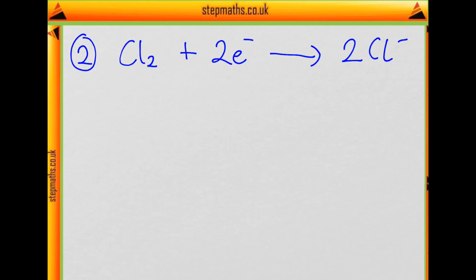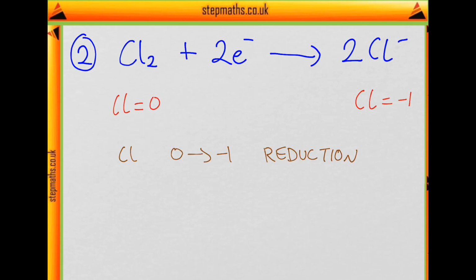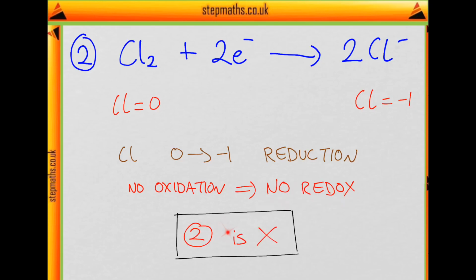Now looking at equation 2, we have chlorine gas plus 2 electrons goes to 2Cl minus. So here, in the chlorine gas, again, chlorine has an oxidation state of 0, and here, in the anion, it has an oxidation state of minus 1. So you have chlorine going from 0 to minus 1, which is a reduction. However, we do not have oxidation, nothing's been oxidized here, so this isn't a redox reaction. So equation 2 is incorrect.